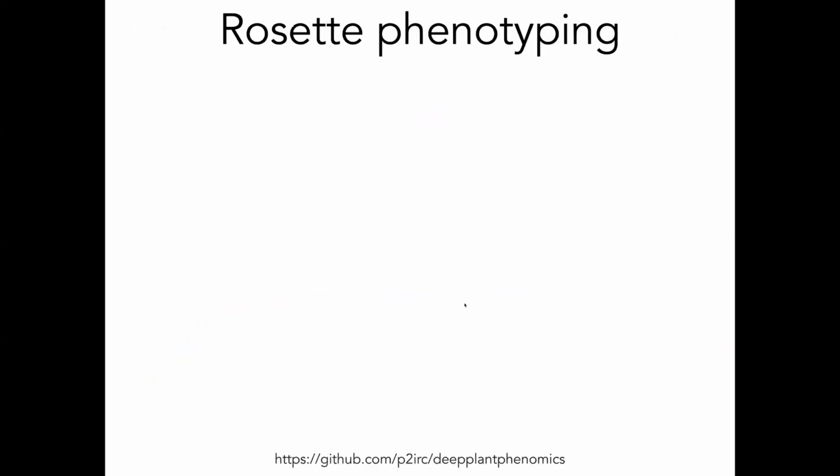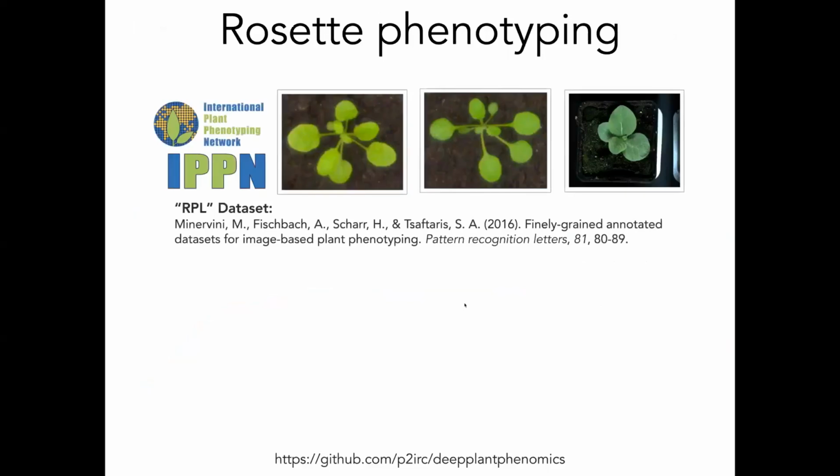So our first foray into applying CNNs to phenotyping was in rosettes. This was done using the International Plant Phenotyping Network data set for rosette images. One of the really nice aspects of IPPN is the ability for them to propose these data sets, and allow many people to work on different techniques for doing phenotyping tasks. So certainly a lot of the work is made possible by IPPN and other public data sets that are there.